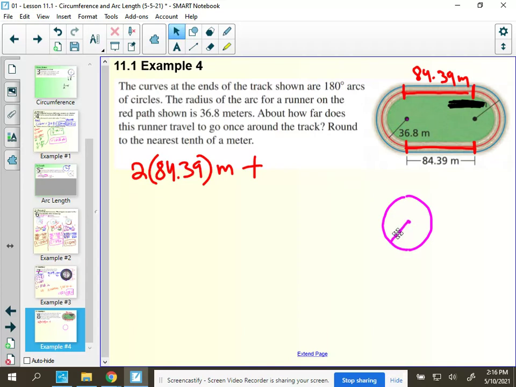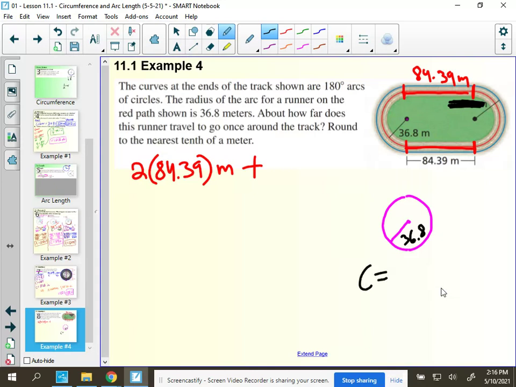That's pretty good, which we know is 36.8 meters. So we've got to write that in there. My fingers are too fat. What do we have to add to this 2 times 84.39 meters? Basically, the two end pieces, two semicircles, put them together, you get a full circle, right? So I need to know, what is the circumference of this circle? Well, I've got a formula for that.